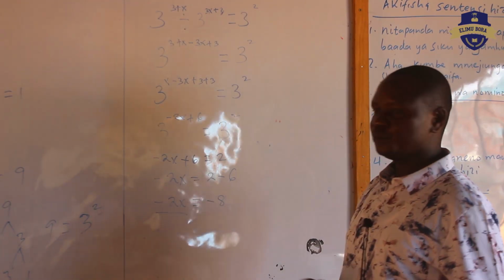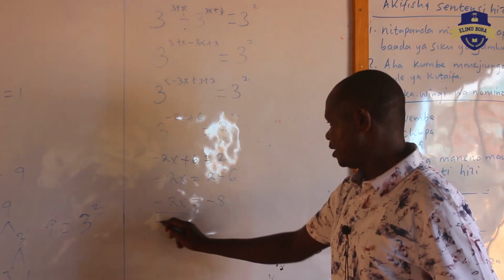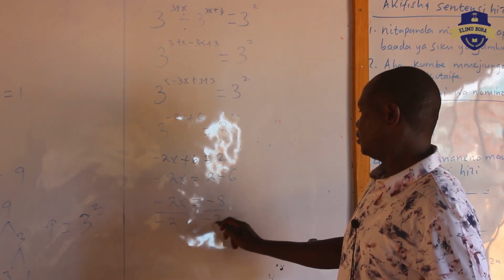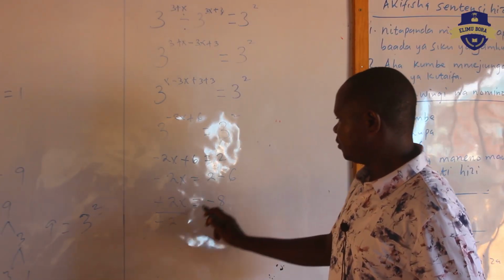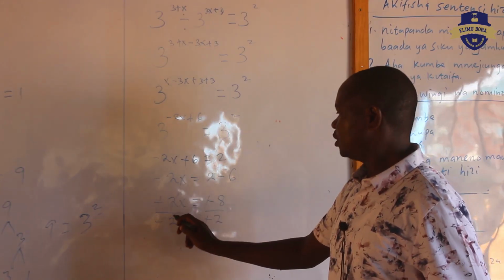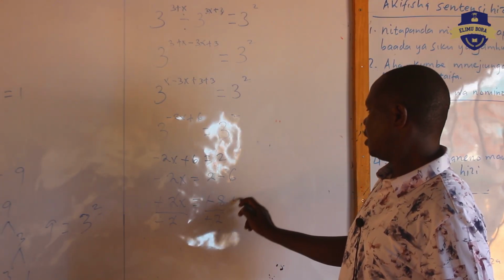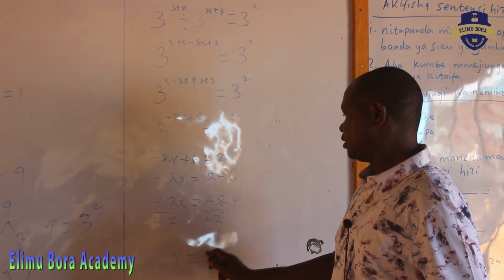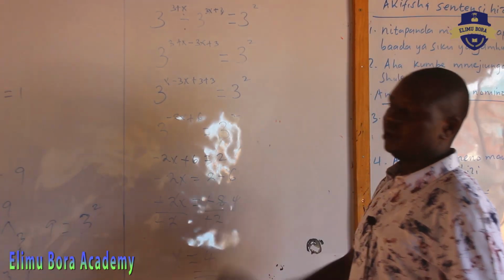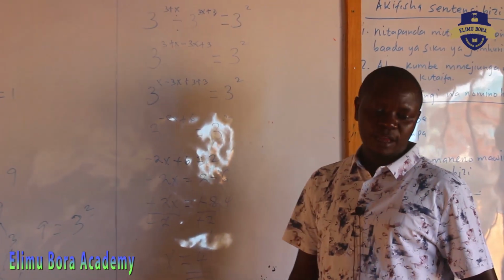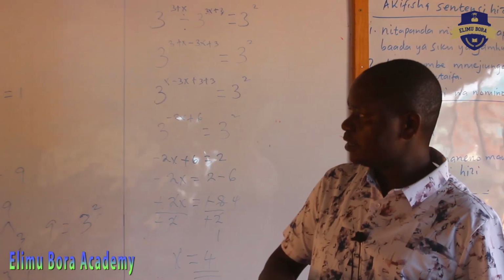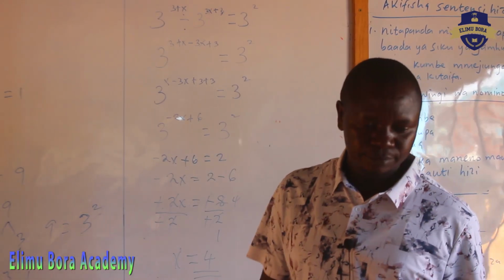Now what do we do? We divide by negative 2 across. First of all, negatives cancel. 2 and 2 cancel. 2 here 1, here 4. So the value of x is 4. Are we together? Asha, can you come and solve for us this one?